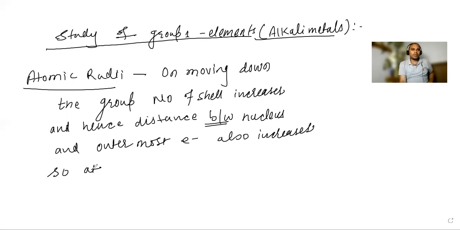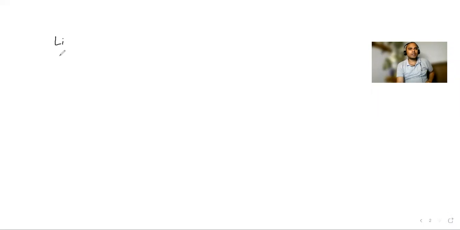So atomic radii increases. This is the point. How can you understand? See here, on the next page I'm explaining better. If I'm talking about lithium, then sodium. Let us put some space here so it will be better. Lithium on top, then sodium, potassium, rubidium, cesium, and the last one francium.